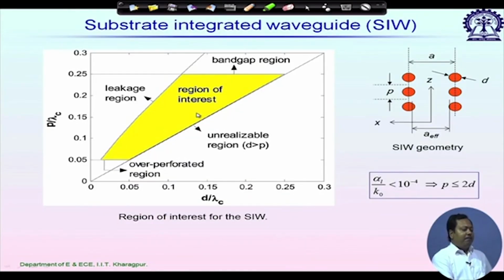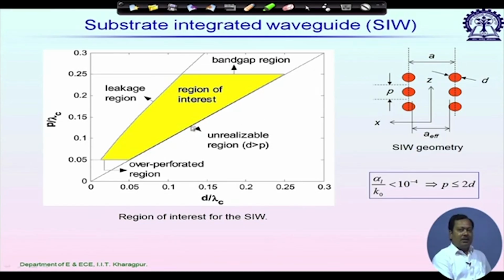Now, the design graph is showing the P by lambda c versus D by lambda c plot. P is the periodicity, D is the diameter of the metallic via, and lambda c is the wavelength at cutoff frequency. Now, this right hand side bottom part, in this region, it represents D more than P. That can't happen. For physical realization, D should always be less than P.